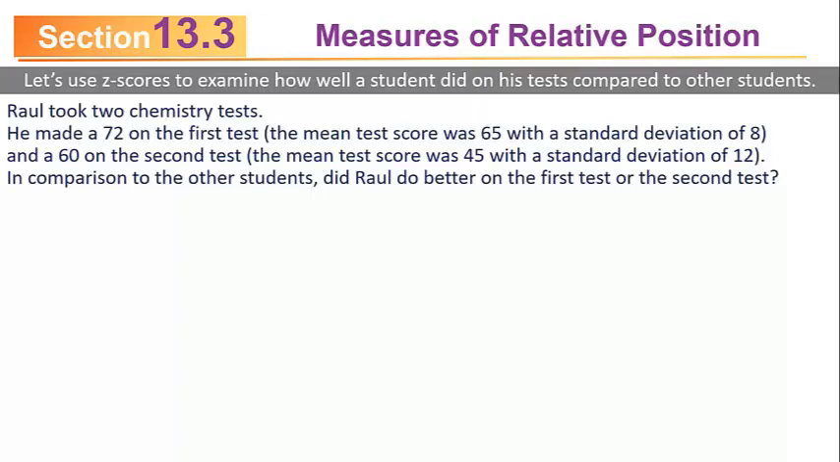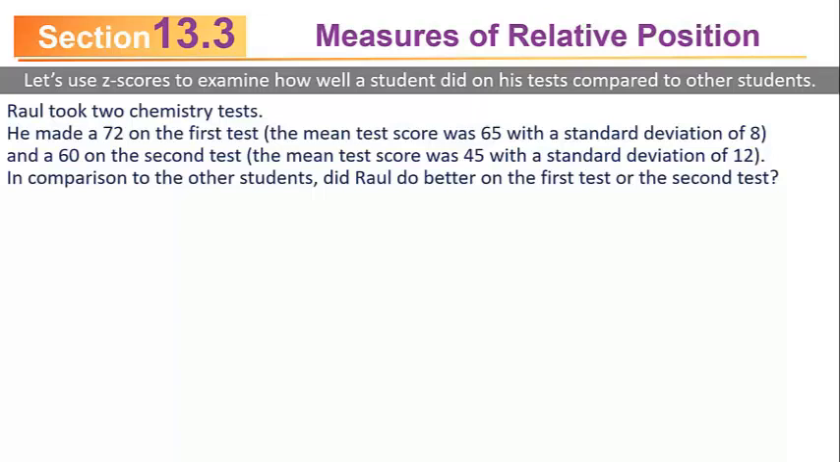He made a 72 on the first test. The mean test score for that test was 65 with a standard deviation of 8, and he made a 60 on the second test. The mean test score for the second test was 45 with a standard deviation of 12. In comparison to the other students, did Raul do better on the first test or the second test?